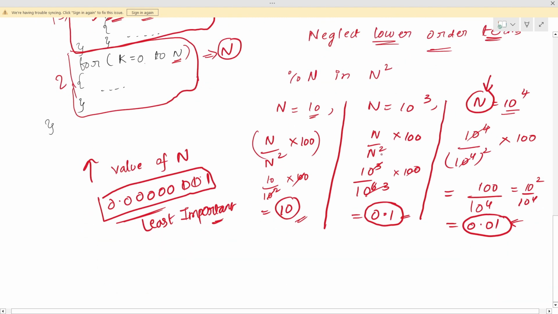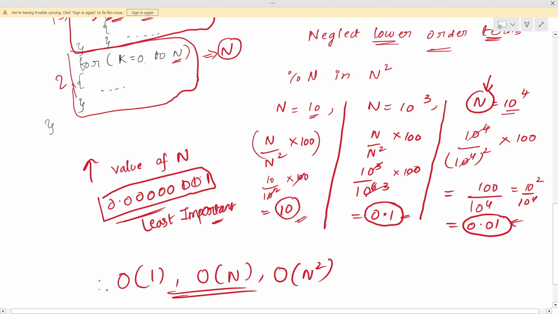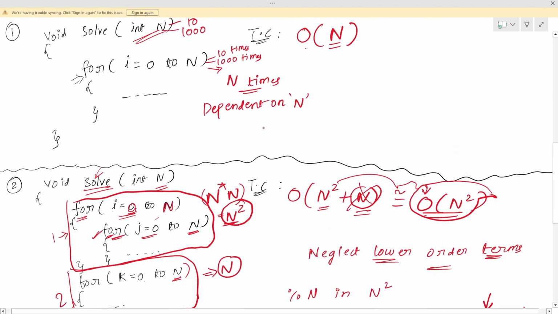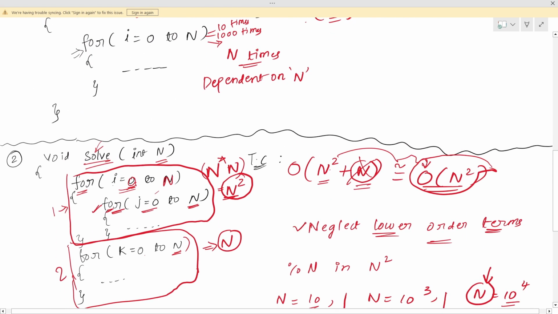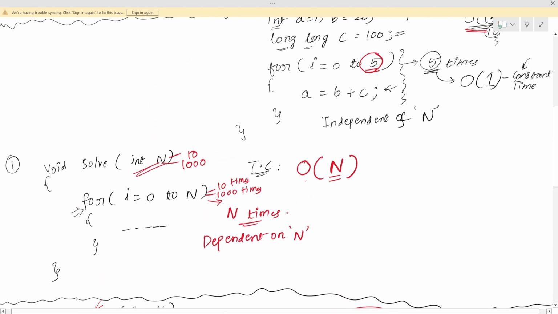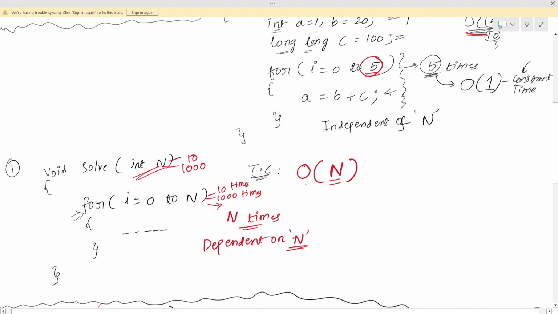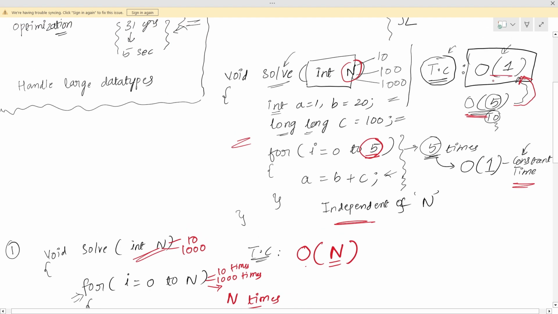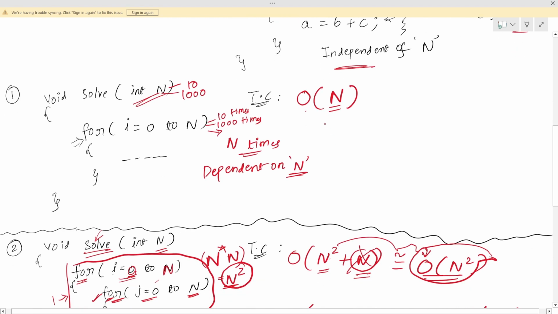Coming to the discussion in this video, we have seen big O of 1, big O of n, and big O of n square time complexities. This is a very informative video. We have seen 3 examples, why we need to neglect the lower order terms, and how a code snippet is dependent on n value or independent of n value. If it is independent, then it's taking constant time, which we write as big O of 1, and if it is dependent on n, then we write big O of n.